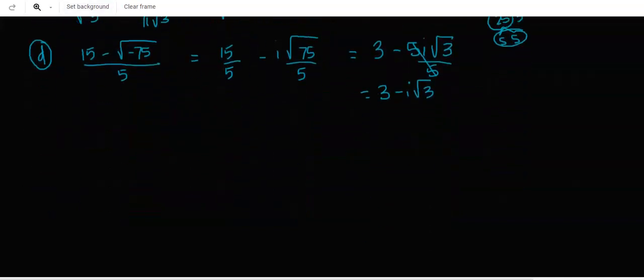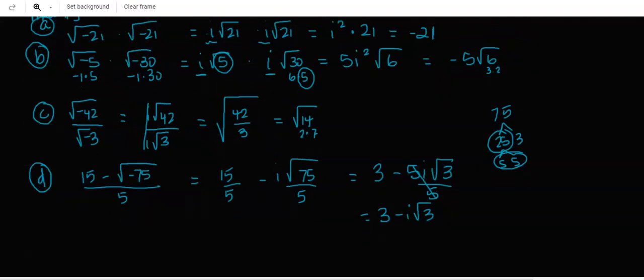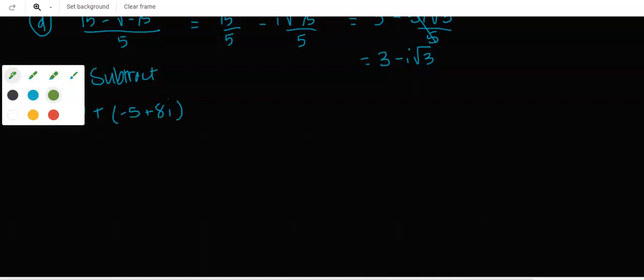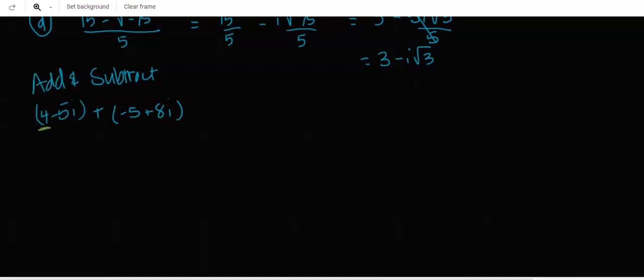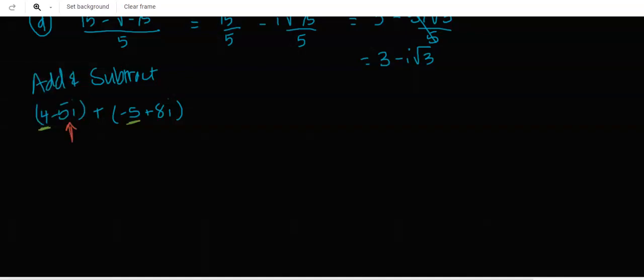So when I add and subtract the real parts and the imaginary parts, let me show you one of those. Alright, so 4 minus 5i plus negative 5 plus 8i. So real parts and imaginary parts. The real part that does not have an i with it, I'm going to put those together. Imaginary parts, I'm going to put those together.